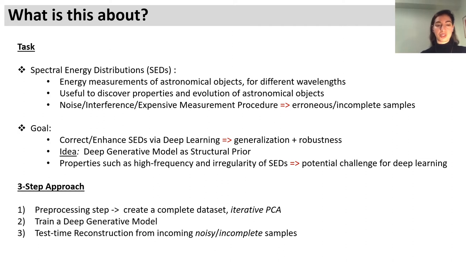Our approach is a three-step approach. We propose first to use a pre-processing step with some computational method, for example, PCA, in order to construct a sufficiently complete data set to use for deep learning. Next, to train a deep generative model, which is well known for solving inverse problems. And last, at test time, to reconstruct samples efficiently using the aforementioned generative model.